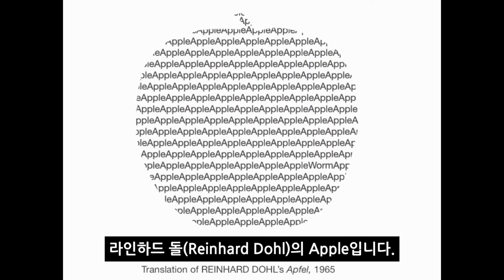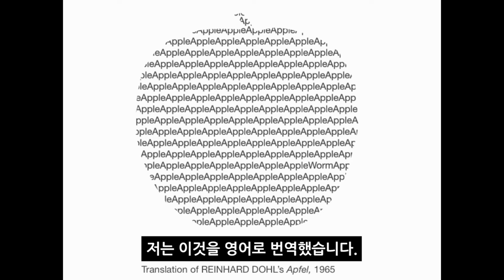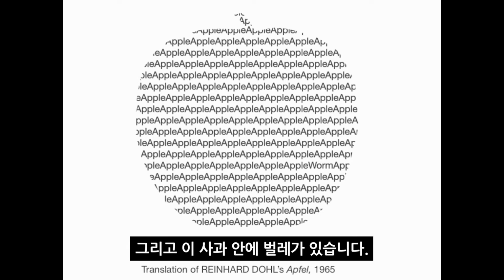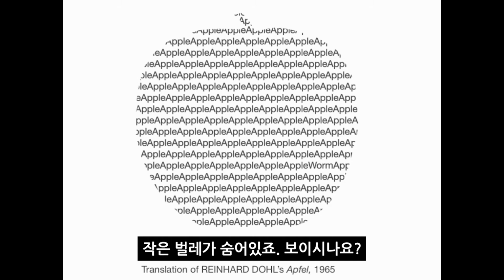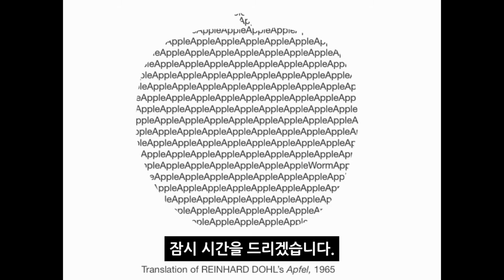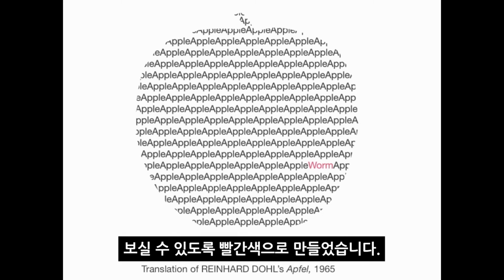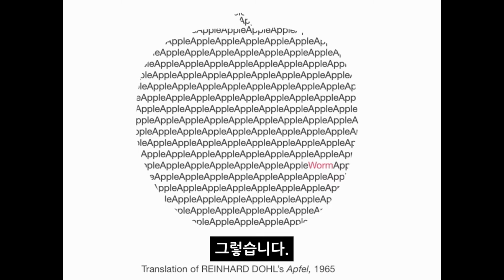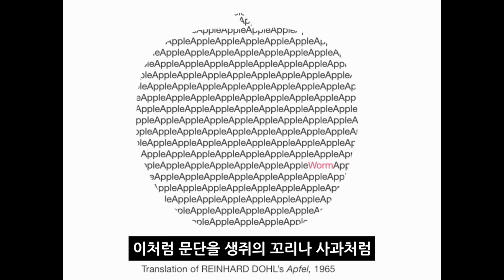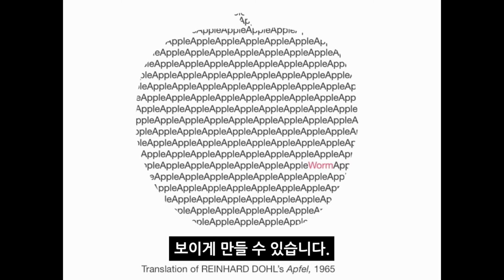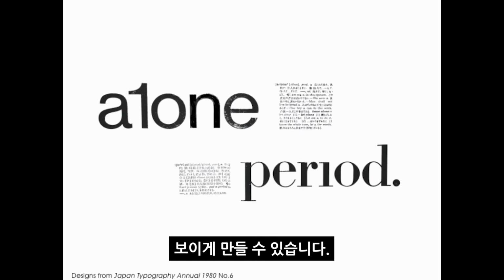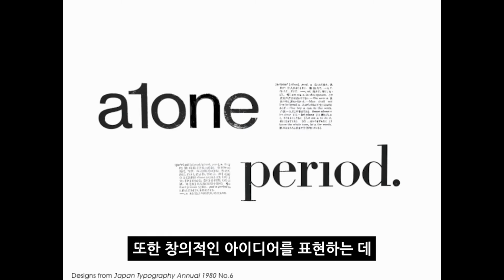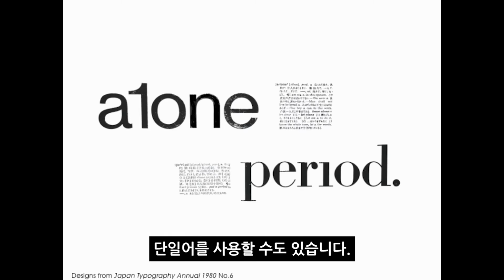This from 1965 is Reinhard Döhl's Apple. I've translated it to English here. Inside this apple there is a worm hiding, a little worm. Can you see it? I'll give you a minute. There it is. I made a red one so you can see it. Take it away. There it is again. So yes, you can make a paragraph look like a mouse's tail or an apple. And also singular words can be used to express creative ideas as well.